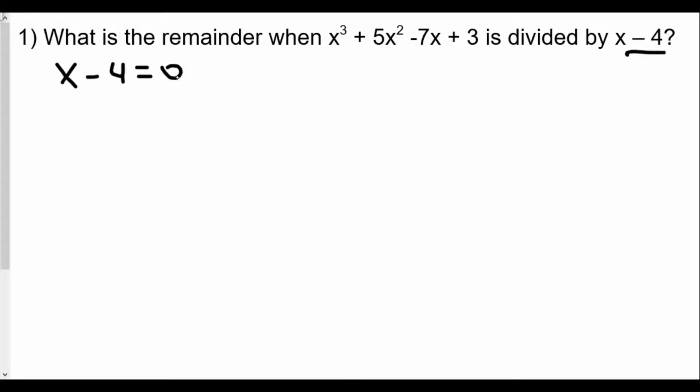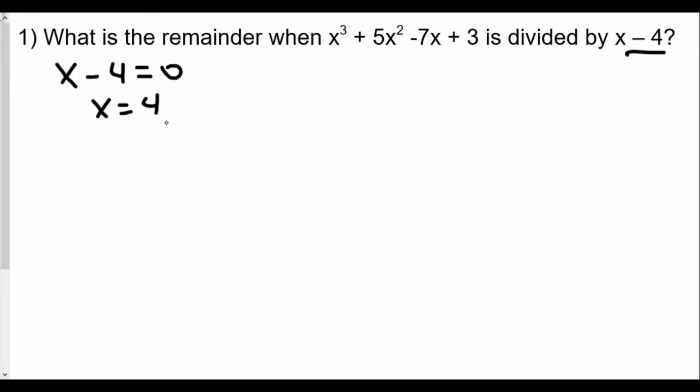If it divides evenly, what will happen is the following. When we solve for x, which in this case would be 4, we take this number and plug it into the polynomial. If we get a 0, then x minus 4 divides evenly into the polynomial x cubed plus 5x squared minus 7x plus 3. If it does not equal 0, then x minus 4 does not divide evenly, and the number we get is the remainder. This is a much faster way than doing long division. If you want long division, you can, but on the test you might have a limited amount of time.